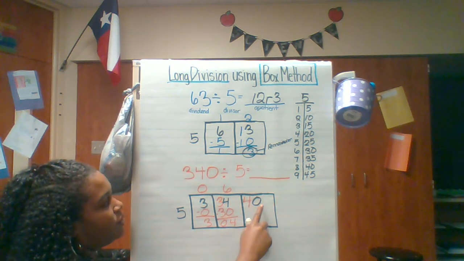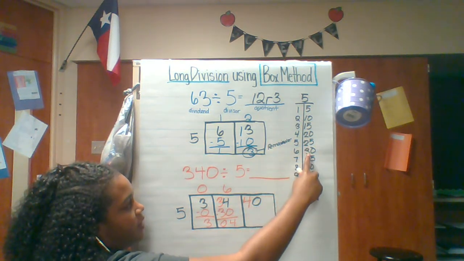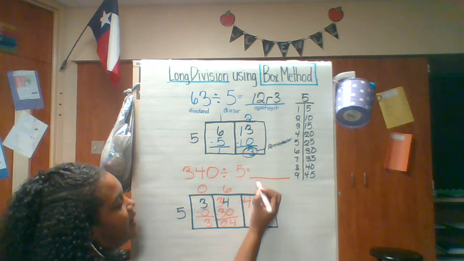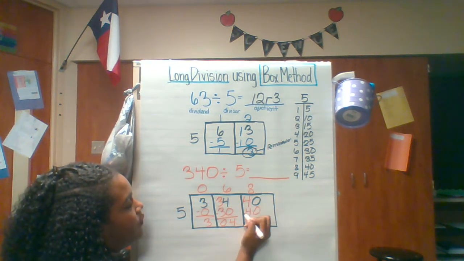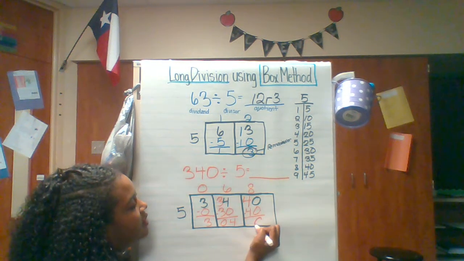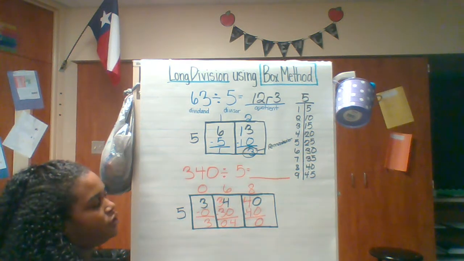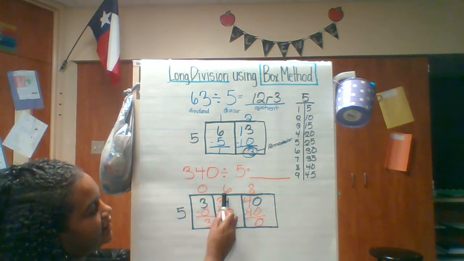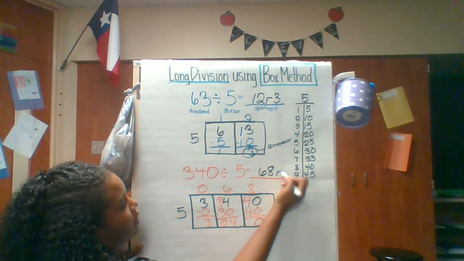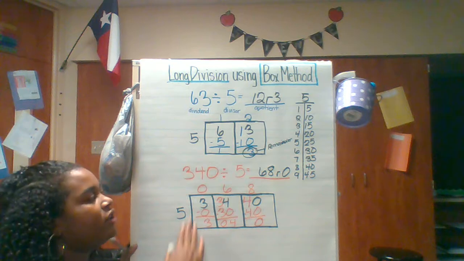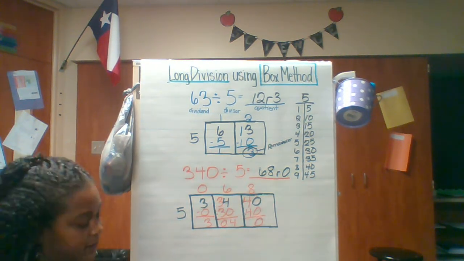Can 5 go into 40? Well, let's see. I can keep going. Oh, 8 times. 8 times 5 is 40. 40 minus 40 is 0. So in this number, we do not have a remainder. Our quotient for this number is 68. And you can put remainder 0 or you can leave that off. So we know 340 divided by 5 is 68.